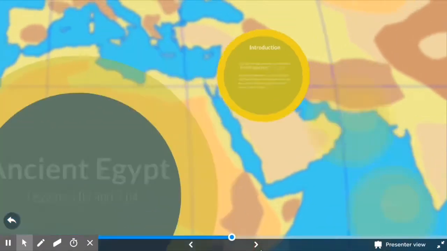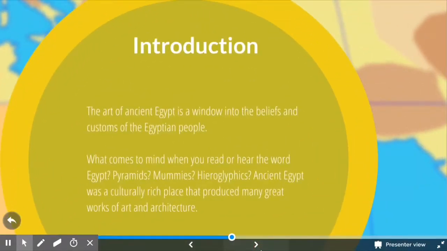So, chances are you've heard about ancient Egypt before. It is a window into the beliefs and customs of the Egyptian people. You've probably studied this in class before. You have probably heard about pyramids or mummies before, whether you've watched a movie or learned about it in class or in church or in synagogue. A lot of us are familiar with ancient Egypt. Oh, and it's fascinating. That's why we've been talking about it for a while, because the history of ancient Egypt is really, really cool to study. So, ancient Egypt was a culturally rich place that produced many great works of art and architecture.